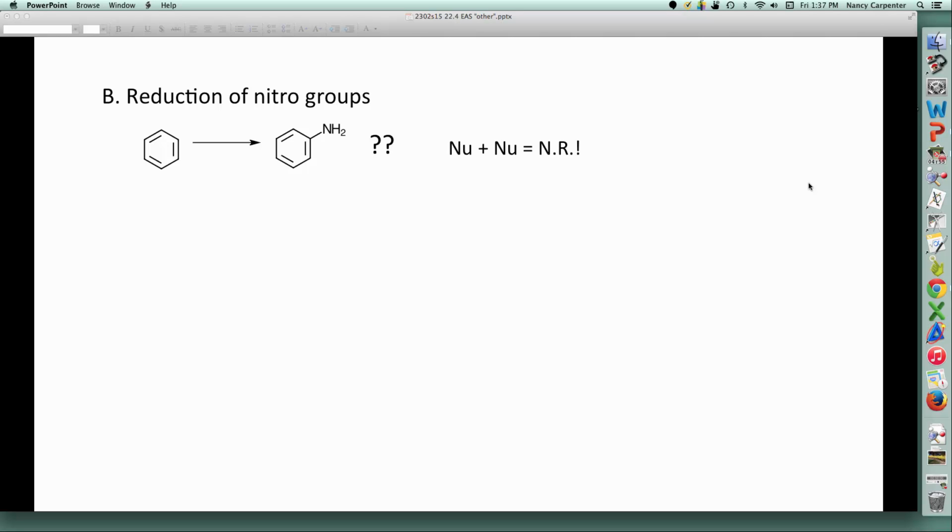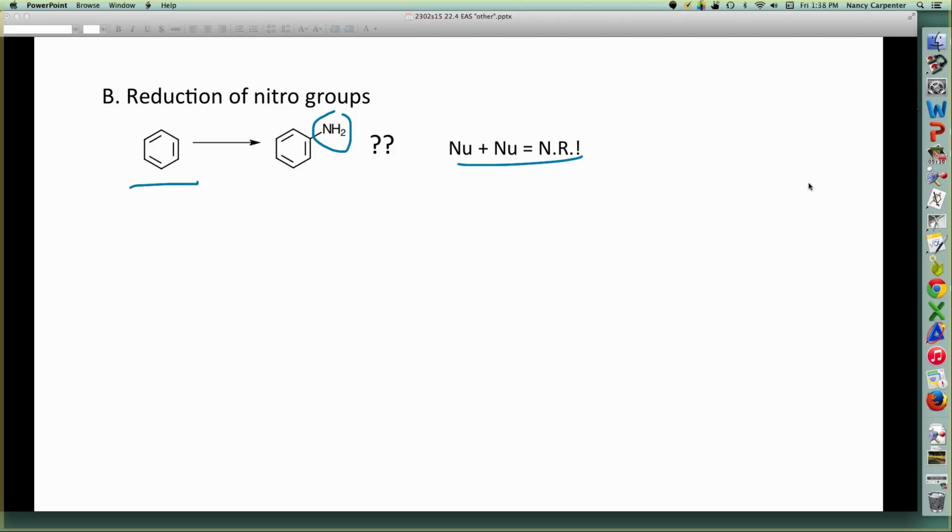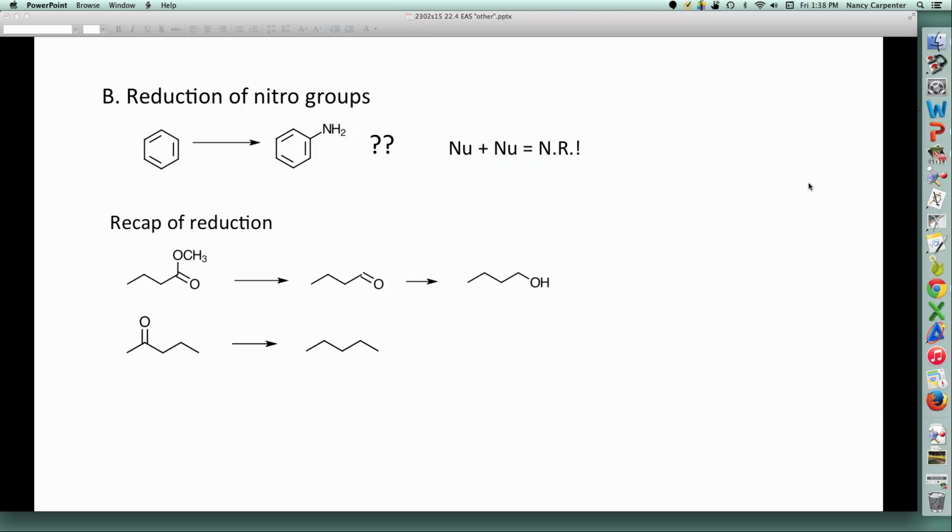Alright, so that was an oxidation review. Now we're going to do a reduction review. So this is important chemistry because, as we've already alluded to, there's no real obvious way to put a nucleophile like NH2 onto a nucleophile. Nucleophile plus nucleophile equals no reaction.